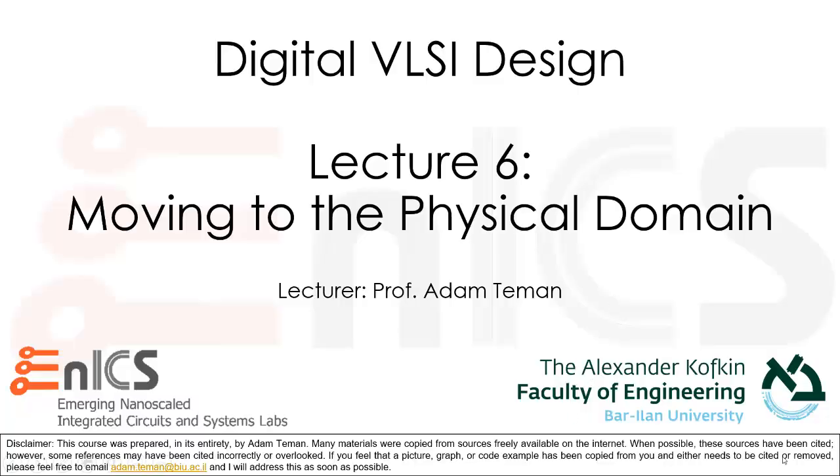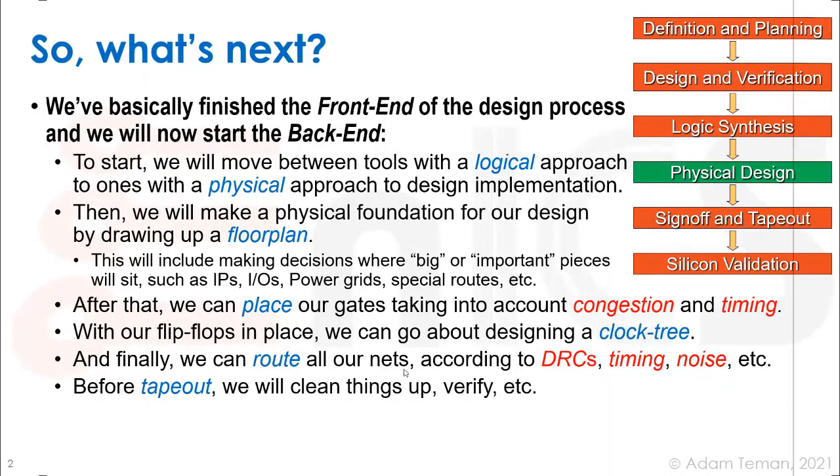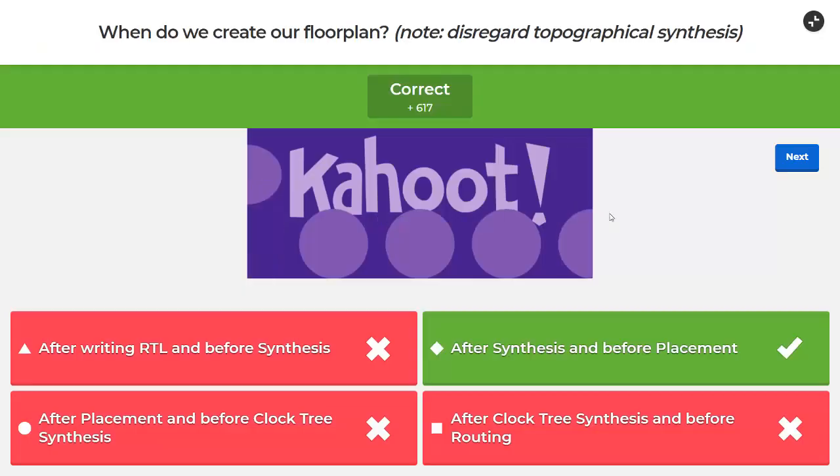So we'll go over to our lectures and we'll see that in our design we did our definition and planning, then we did our design verification, and then we ran our logic synthesis. Now we're moving over to the physical design. Okay, the physical design is going to have placement, routing, and so forth. But before we actually place our things, we have to draw up our floor plan. So our floor plan is going to be achieved after synthesis and before placement. We'll see the other stages in further lectures.